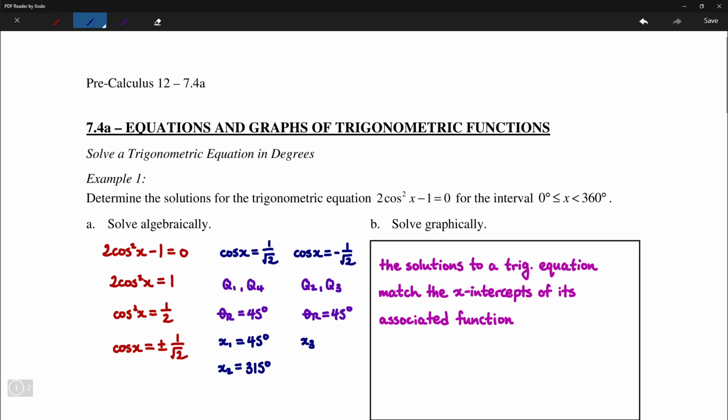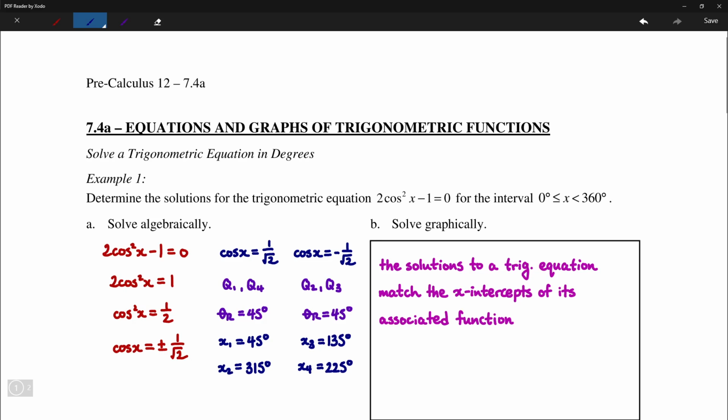Next is the third answer, that's 135 degrees. 180 degrees minus 45 to end up in quadrant number 2. And finally, the fourth answer, this is going to be 225 degrees, 180 degrees plus 45 degrees.